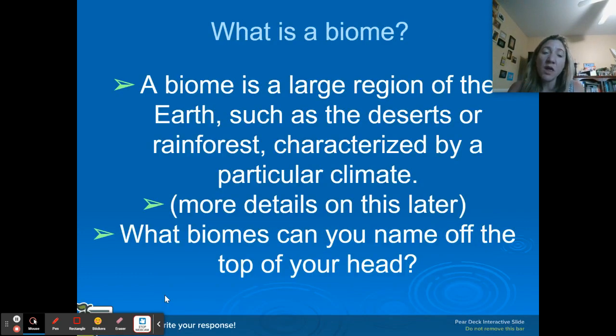So we're going to be looking at biomes a couple times throughout the semester, but as a basic definition, it's a large region of Earth, for example, a desert or a rainforest, that has a particular climate. So the most important thing about a biome is its weather patterns in terms of rain and the amount of sun it gets. Those are the biggest factors. So precipitation and sunlight. I'm sure there's a whole bunch of biomes that you can name, and we will be doing some projects based on those.